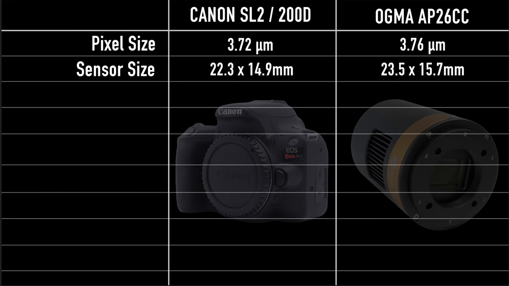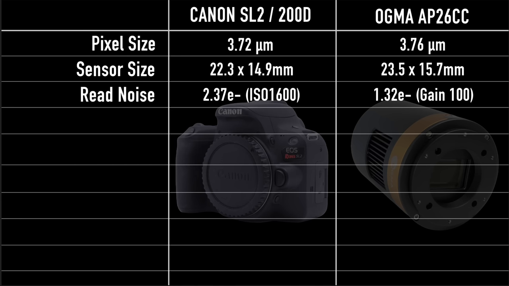In terms of sensor size, they are a little bit different because Canon's version of crop sensor is a little bit smaller than the other brands, but close enough. These are both crop sensor cameras.